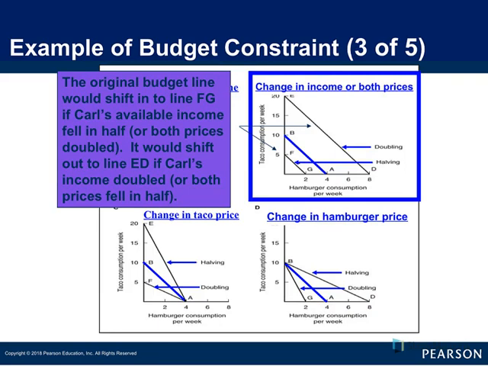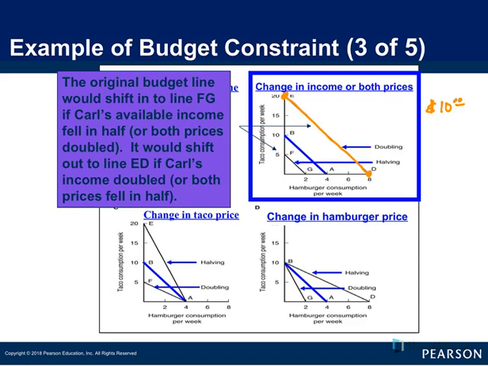The only other way that budget lines can move is when your income changes or both product prices change. So, as an example, let's just say your income increased from $5 to $10. Now, all of a sudden, you have $10 to invest every single week in your food. Well, at $10, even if the tacos are 50 cents, it would change how many tacos you could buy, and it would change how many hamburgers you could buy, and you would see there would be a change in your budget line.